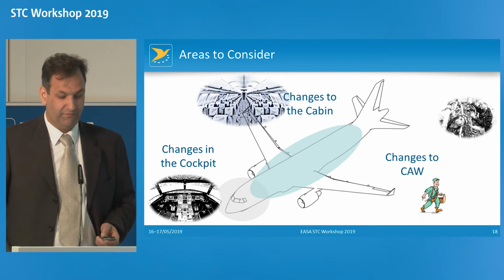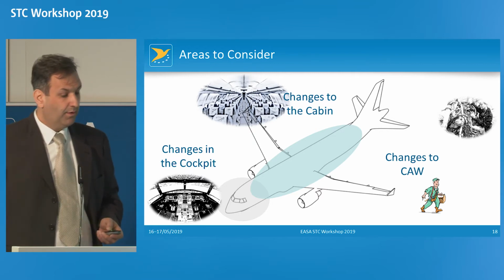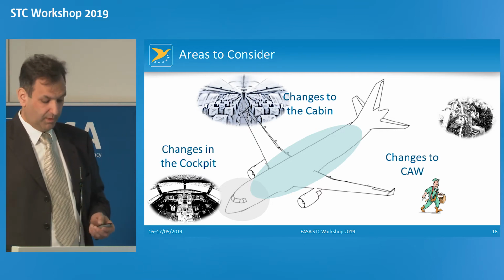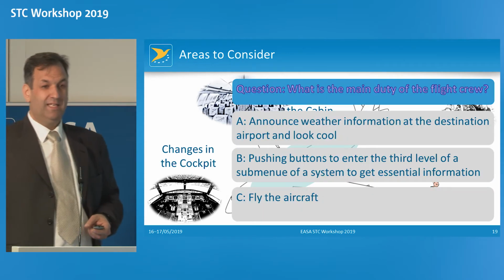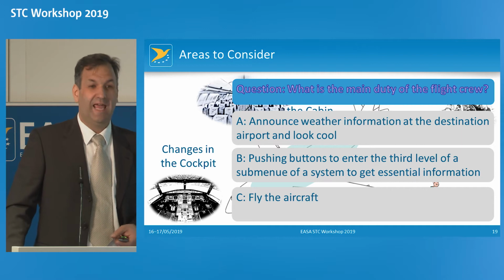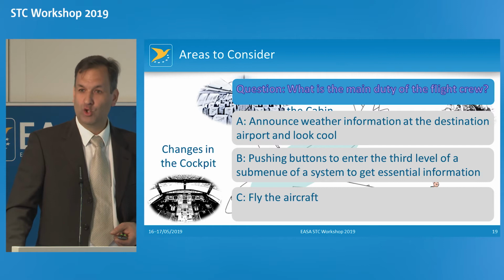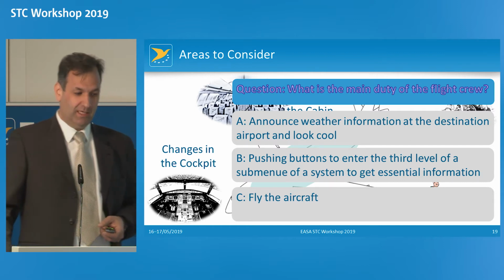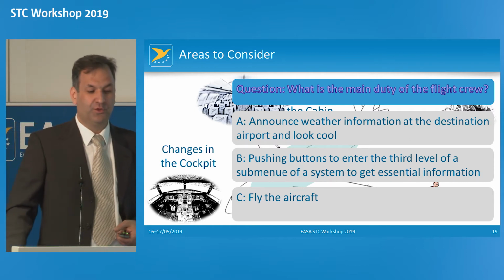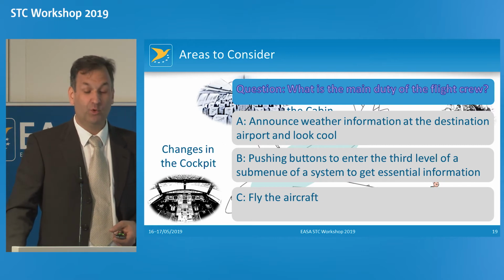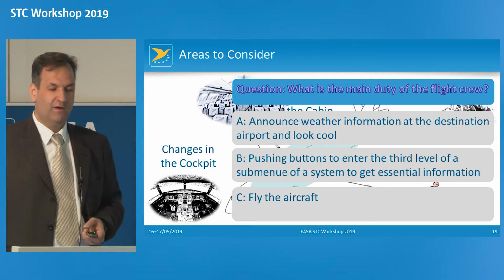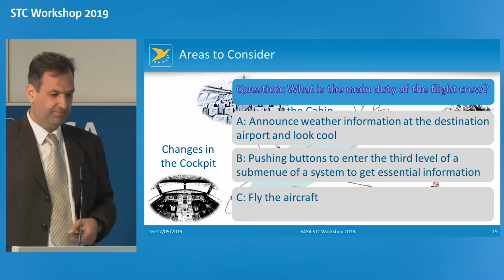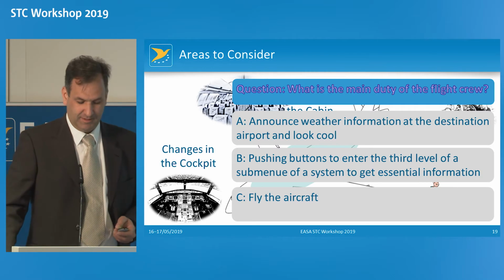So let's start with my first question. Changes to the cockpit. What is the main duty of the flight crew? Is it A, announce weather information at destination airport and look cool? Is it B, pushing buttons to enter the third level of a submenu of a system to get essential information he needs? Or is it C, simply fly the aircraft? Okay, correct answer, C.